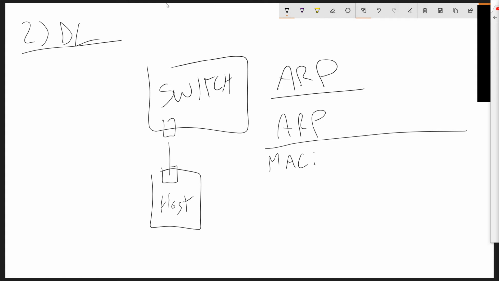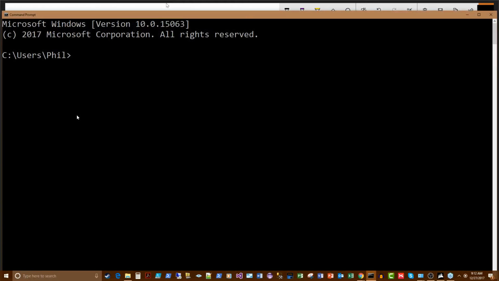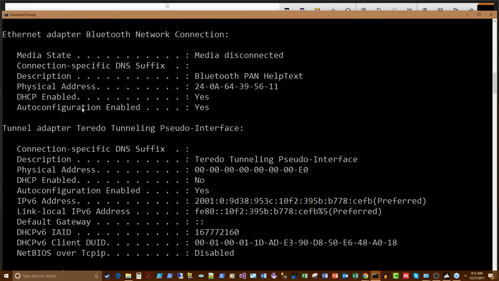And let me show you real quick what a MAC address looks like. Let me see if I could do that here. So you can see a physical MAC address right here for my Bluetooth network interface card. That is what a MAC address looks like. It's hexadecimal, so 0 through 16, and once you get above 9, you start to go into the alphabet.